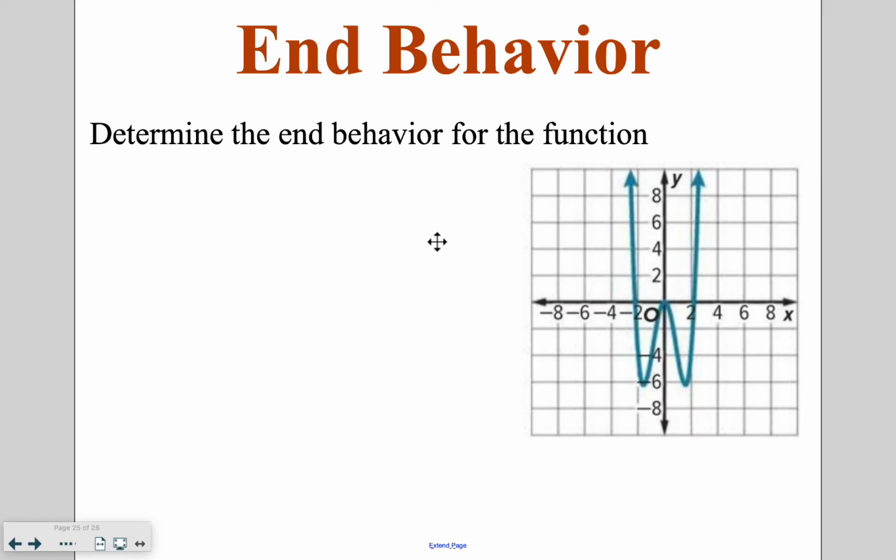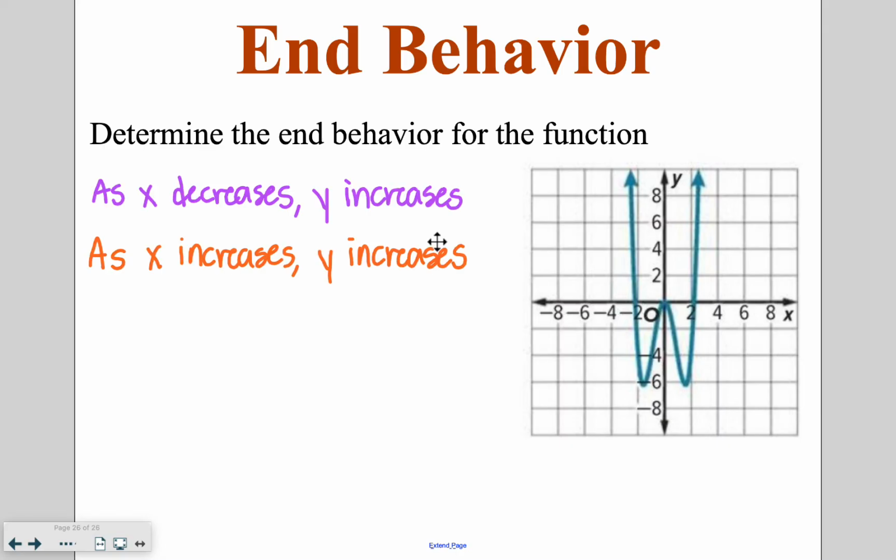Go ahead and try this one on your own. In this case, as I move to the left, that left arrow says that as my x's are decreasing, my y's are increasing. When I flip over to the right side and my x's are increasing, my y's also are increasing.